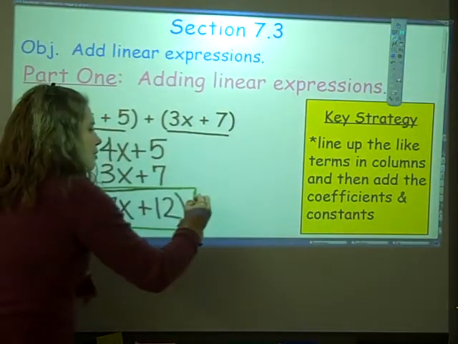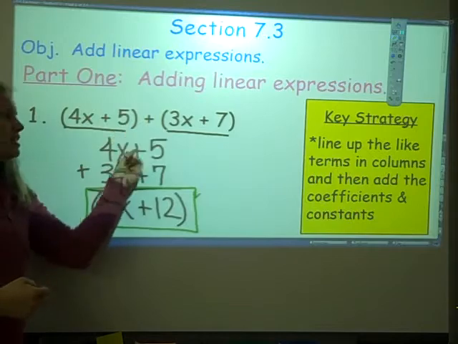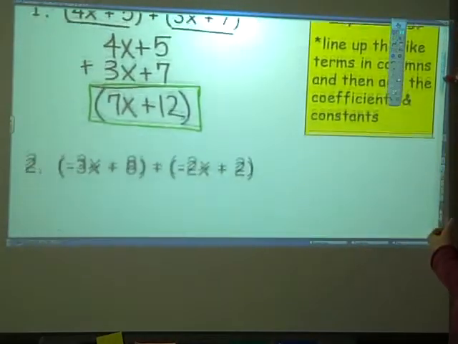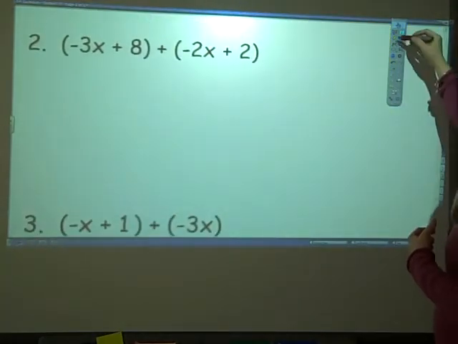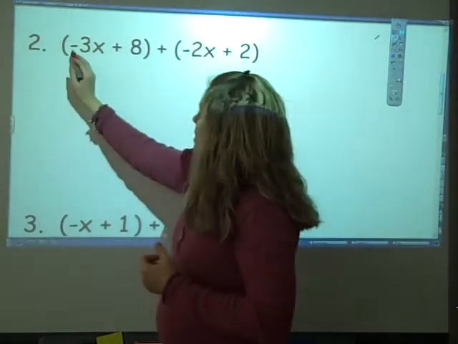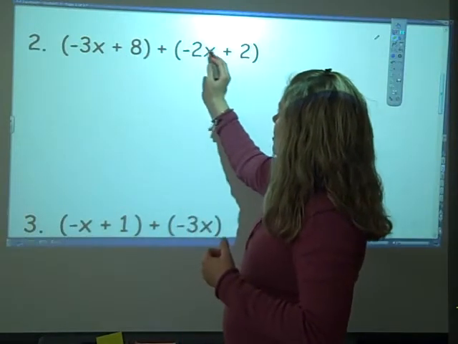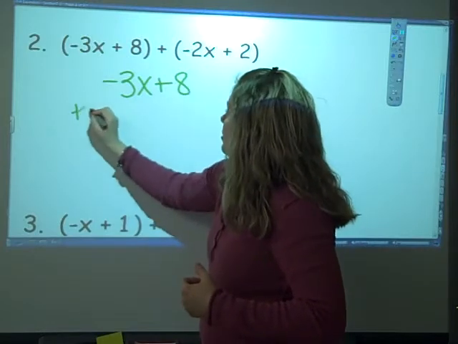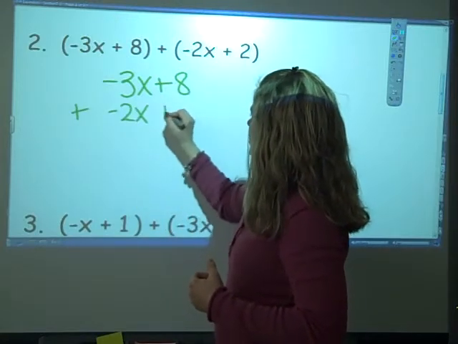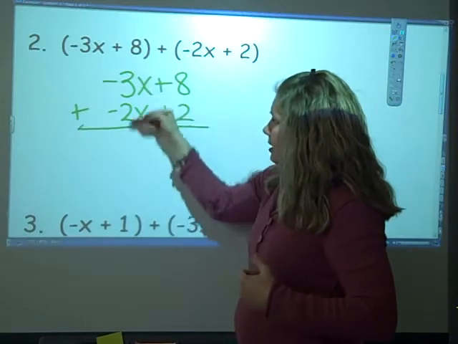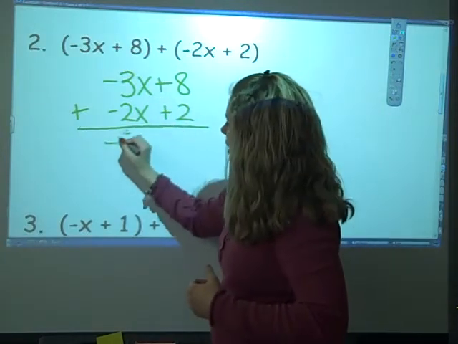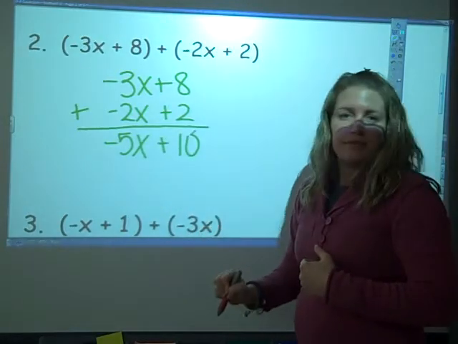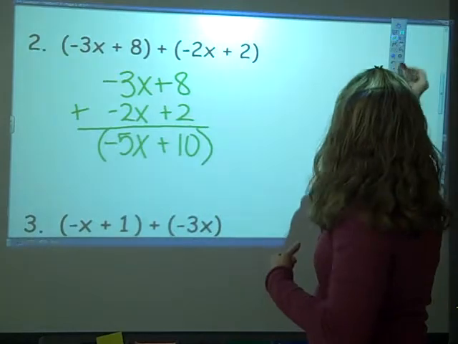Now, of course, when I start out teaching, everything's addition, the numbers aren't too difficult. Let's get a little bit harder now. The next one I have negatives. Okay, so I'm going to line them up. Negative 3x plus 8 plus negative 2x plus 2. Negative 3 plus a negative 2 is a negative 5x. 8 plus 2, 10. So our answer is negative 5x plus 10.